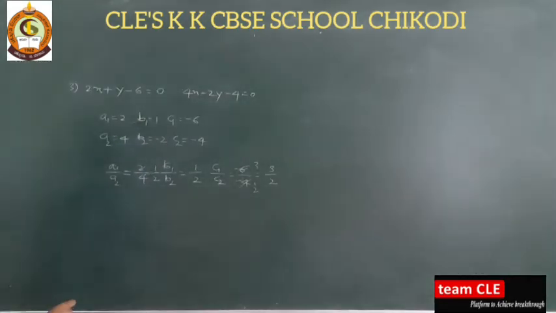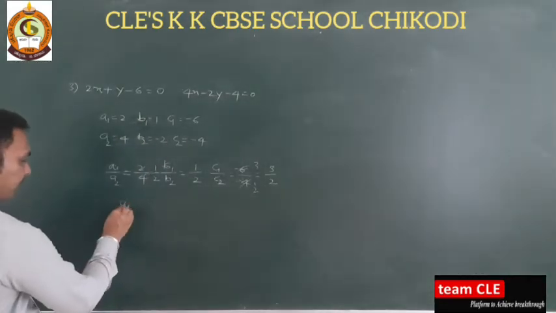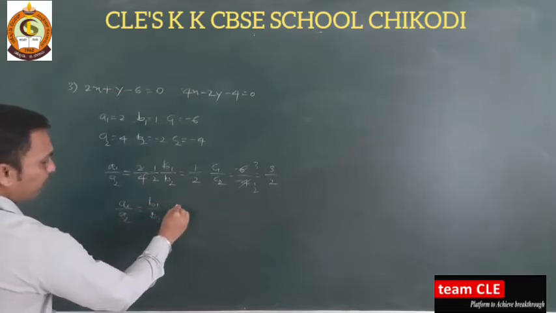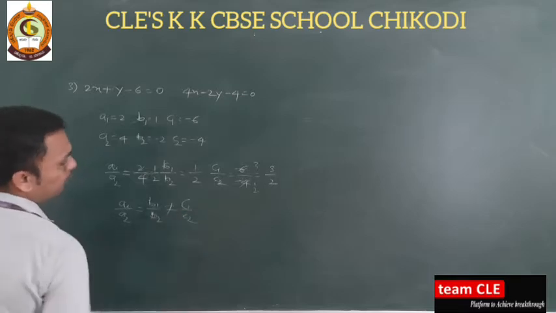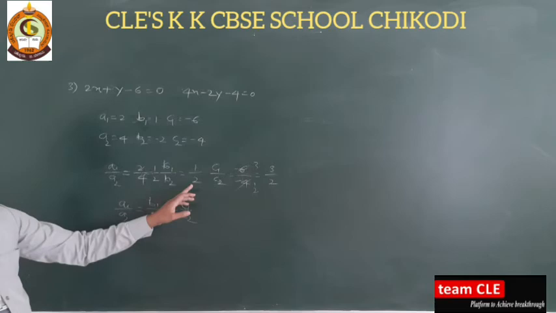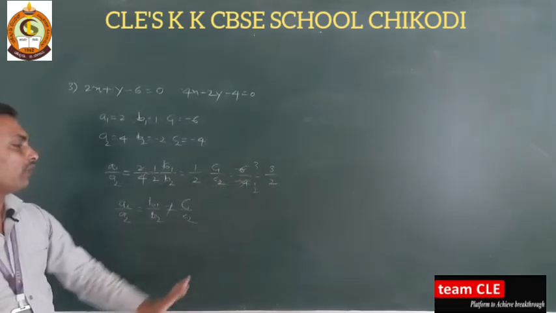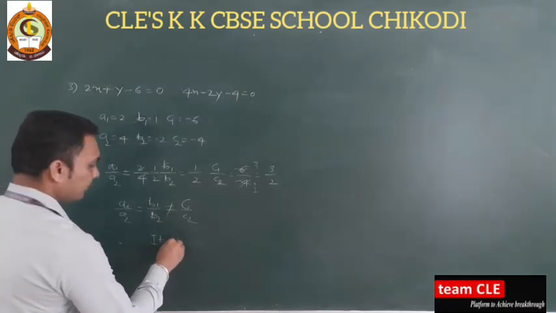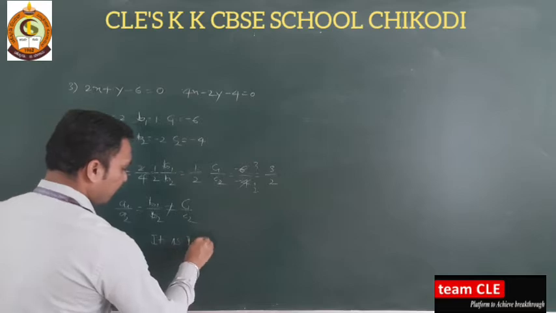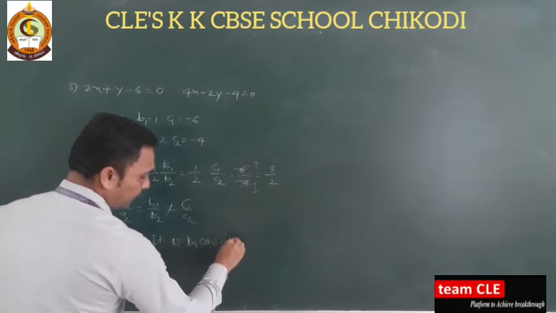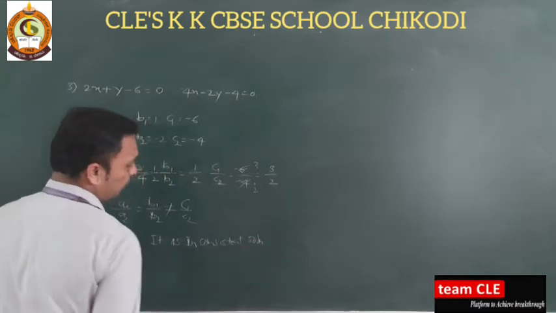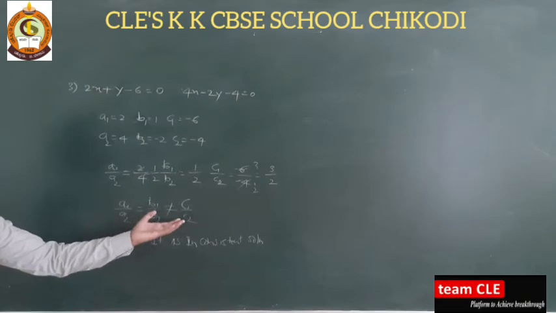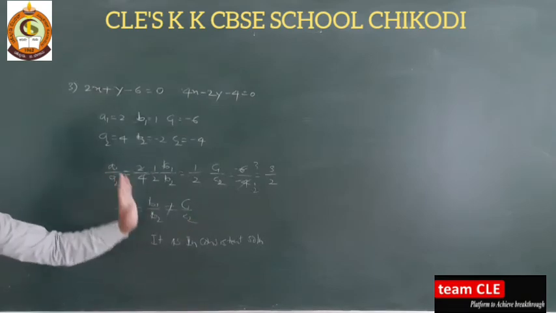So here we can say a1 by a2 is equal to b1 by b2, but this b1 by b2 is not equal to c1 by c2. You can see here 1 by 2, and c1 by c2 we have 3 by 2. This is not equal, so therefore it is an inconsistent solution. It is inconsistent because these are parallel lines, they will not intersect each other, so it is inconsistent.